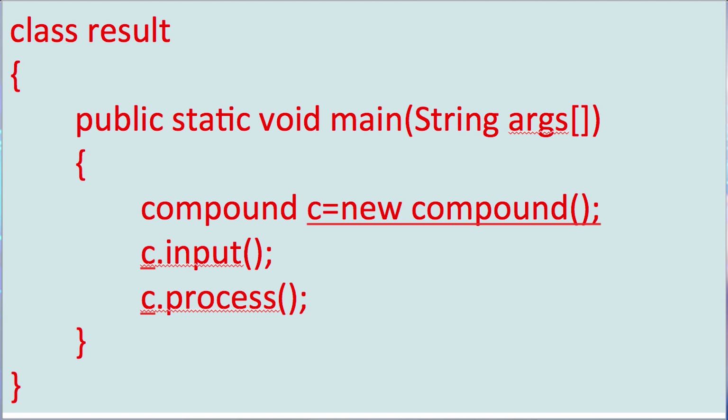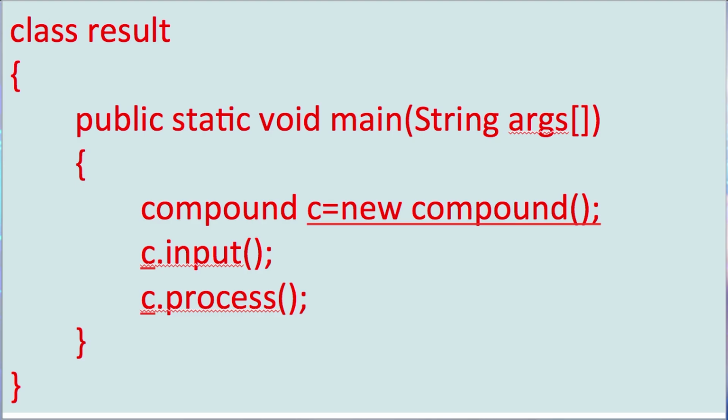These input and process functions are defined inside this Compound class. You can see here there are two methods, the input method and the process method, and these methods are executed inside public static void main by writing C dot input and C dot process. So this way we are executing these two methods inside the main. C is the object and Compound is the class. So in object oriented programming we define the class, and then after defining the class we create the object of this class by using the new operator. So this is the program of class and object.